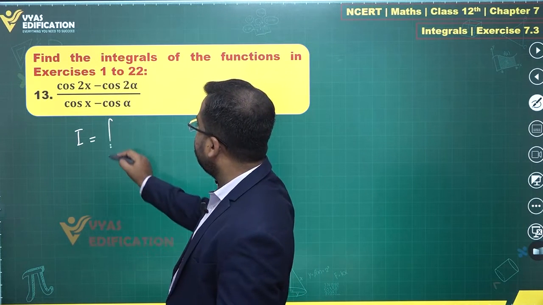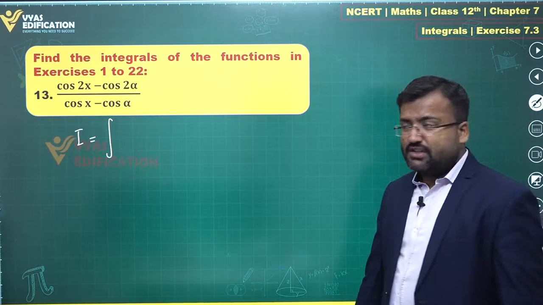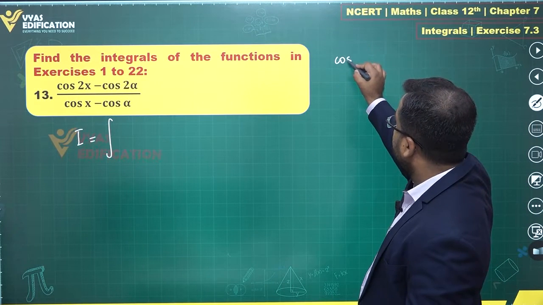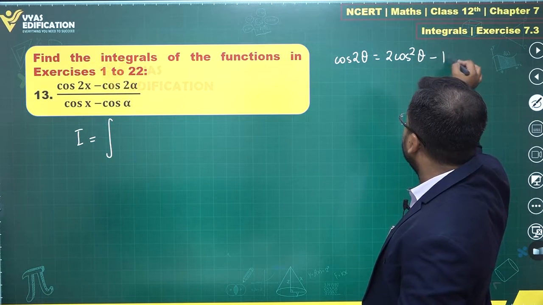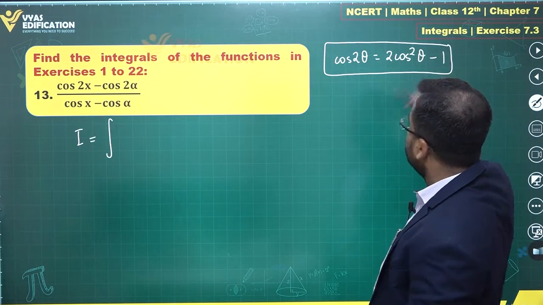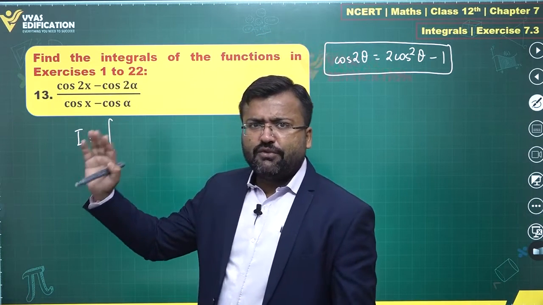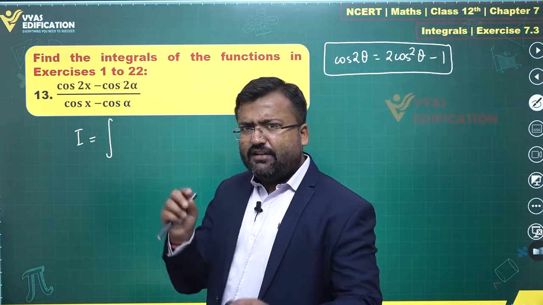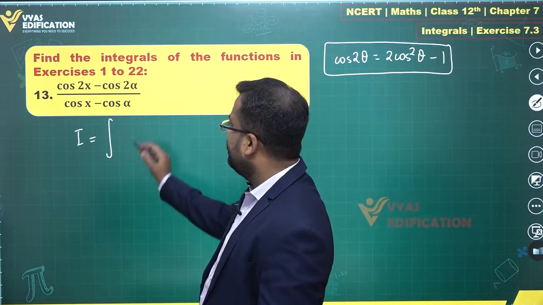So what I can do is cos 2x. Can I write cos 2x in terms of cos x? Yes, I know, cos 2 theta is 2 cos square theta minus 1. Try to use this one. So cos 2x is, if you are still not able to get that, please try solving this question on your own first and then see the solution.